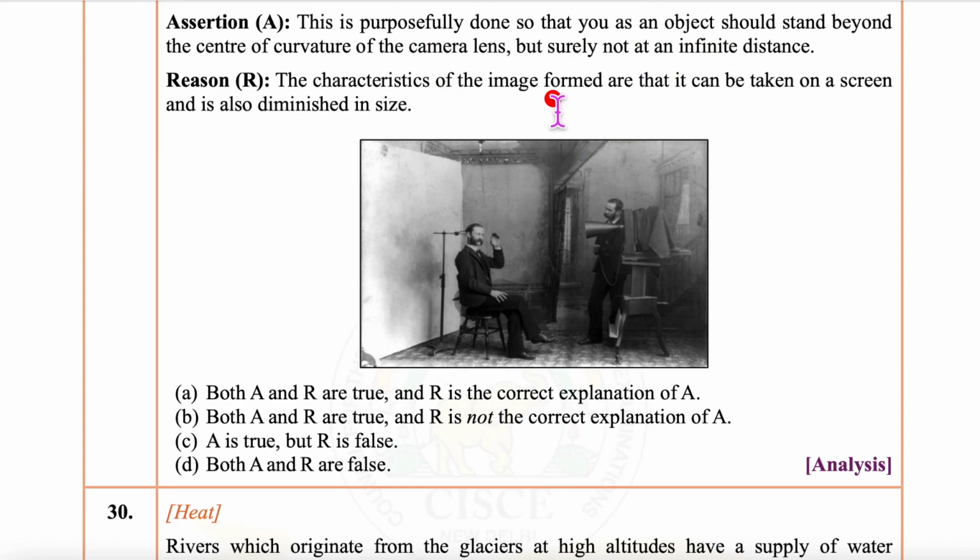So this is correct. And R says the characteristics of the image formed are such that it can be taken on the screen and it should be diminished. Yes, that is the passport size photograph. Both of them are true, and R is the correct explanation. Yes, this also says the same thing. As I read this, I told you exactly the same thing. That was the reason. So the correct option is A.